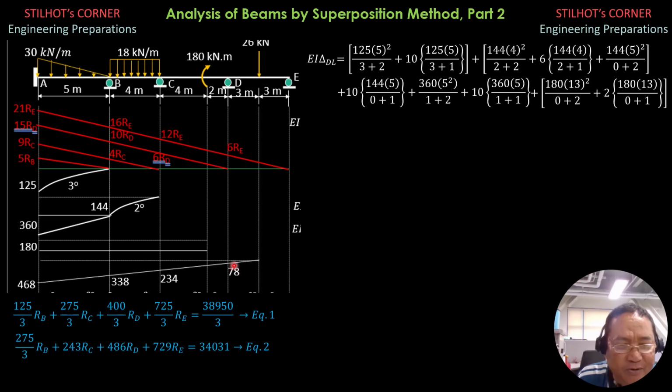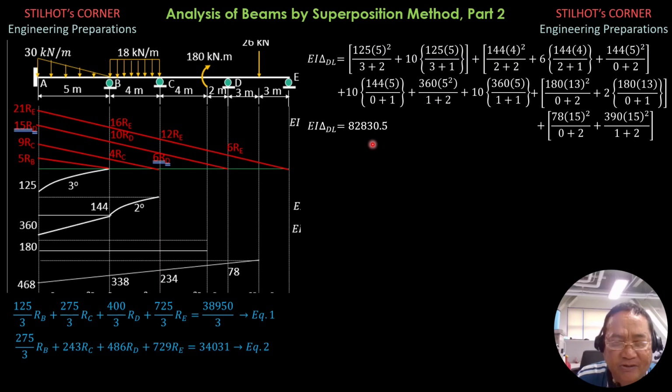So for the couple due to deflection at C, 78, the length is 5, 9, 13, 15. So 78, 15 square over 0 degree plus 2. And plus 468 minus 78, 390, 15 square over first degree plus 2. Simplifying, EI delta D due to the load is 82,830.5. Then, due to reaction, we consider these moment diagrams from A to D.